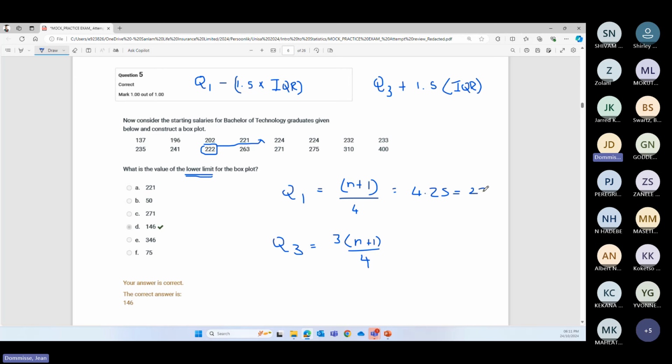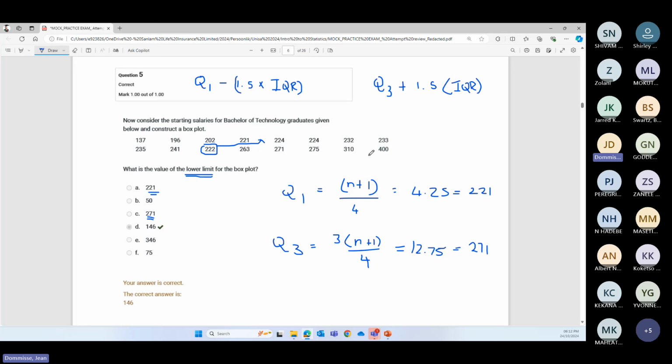It's 221. Okay, so there you have the 221. So this is probably going to be 271, but let me just check: 16 plus 1 is 17, times 3 divided by 4. So we're looking at 12.75, which is number 13. So 1, 2, 3, 4, 5, 6, 7, 8, 9, 10, 11, 12, 13. Okay, so there we have Q3, which is also here.